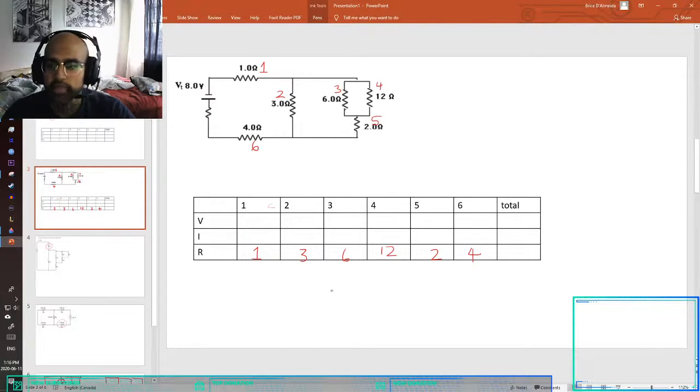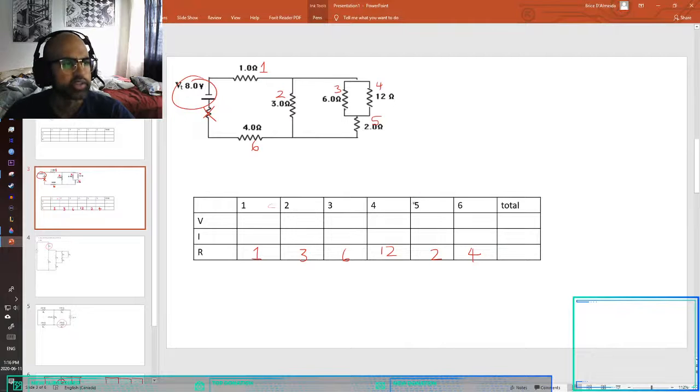I cannot add them all up because this is not a series circuit. I will have to use both parallel and series rules to combine my numbers. Voltages: I don't know the individual voltages. However, I do know the total voltage, the total voltage from our power source. Oh, there's a little resistor here. We're going to ignore that because it's not labeled.